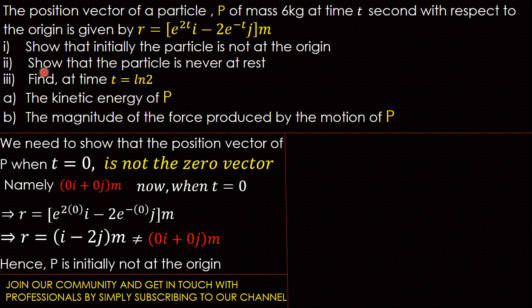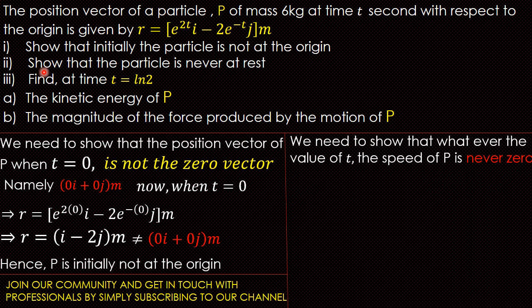Now, for us to do so, all we simply have to do is show that whatever the value of t, the speed of P is never 0. Keep in mind, I said speed, I didn't say velocity. I said speed and not velocity.